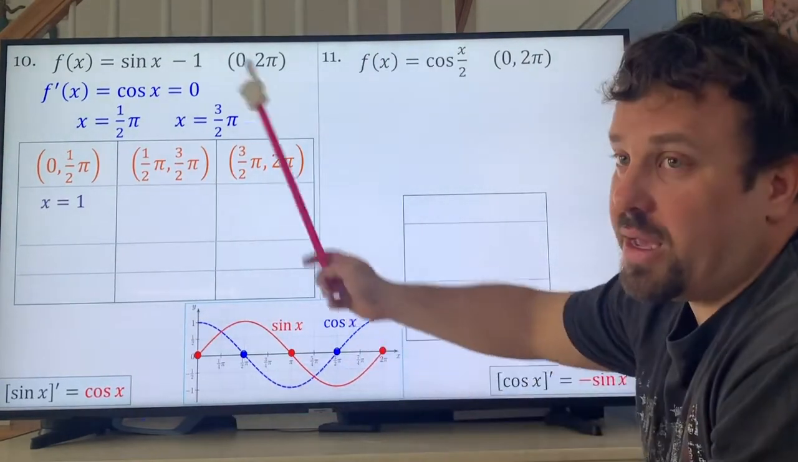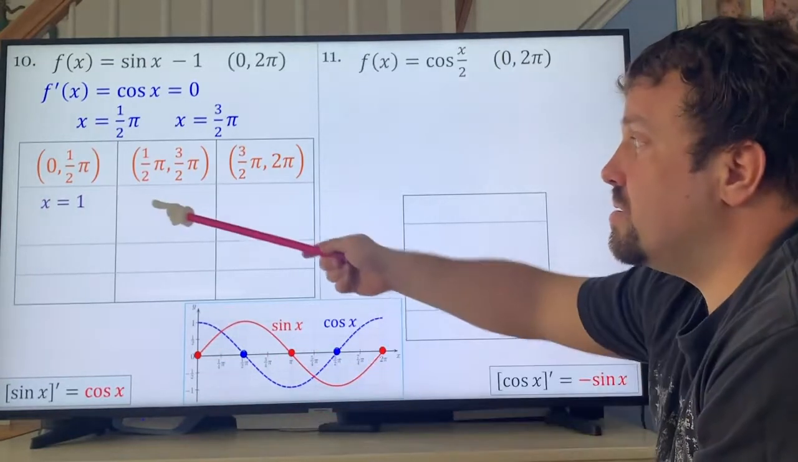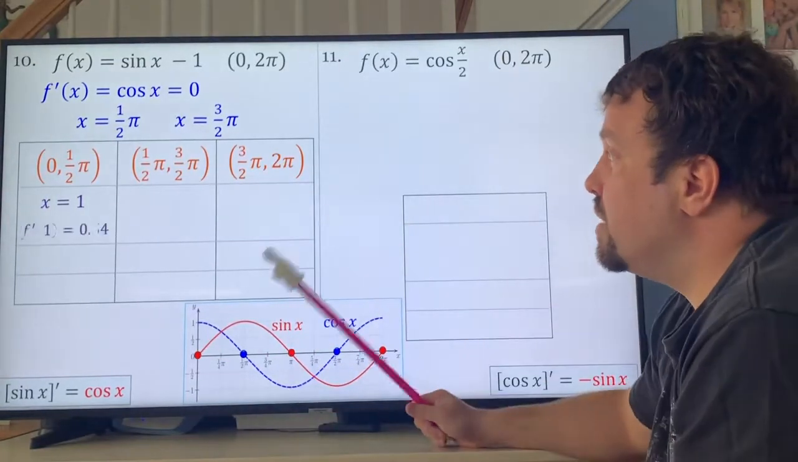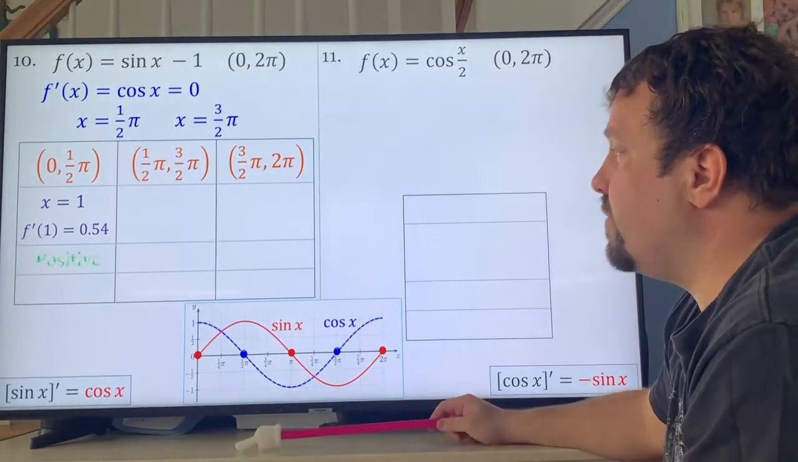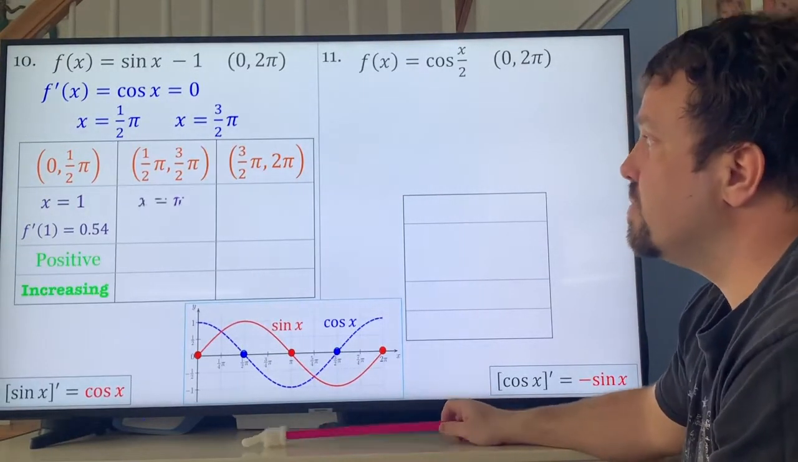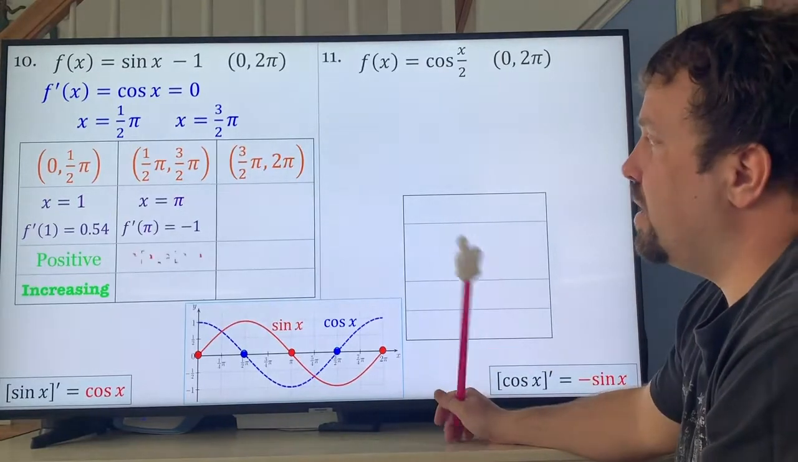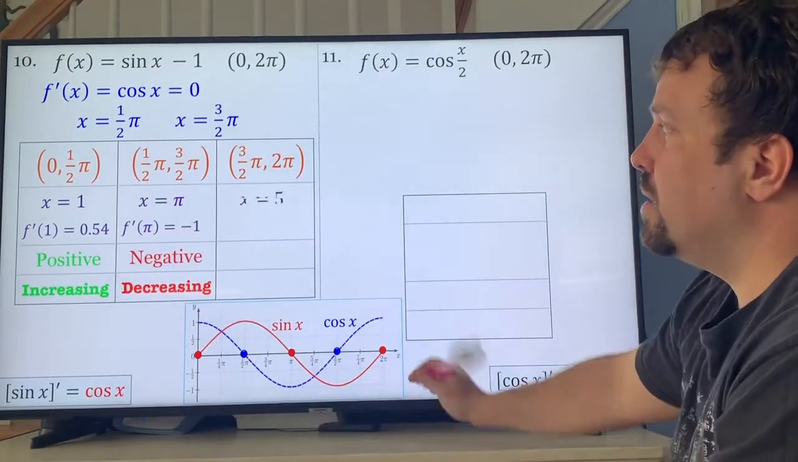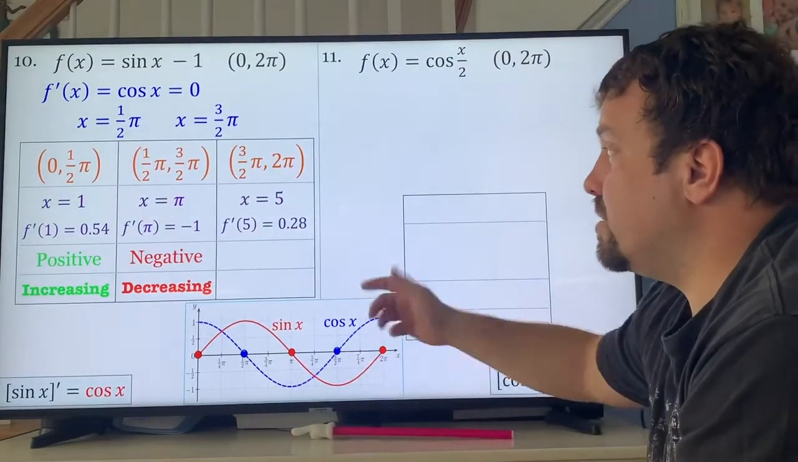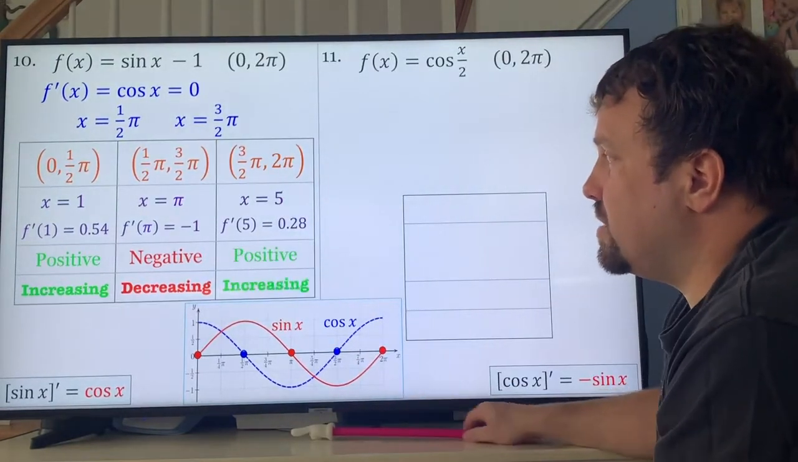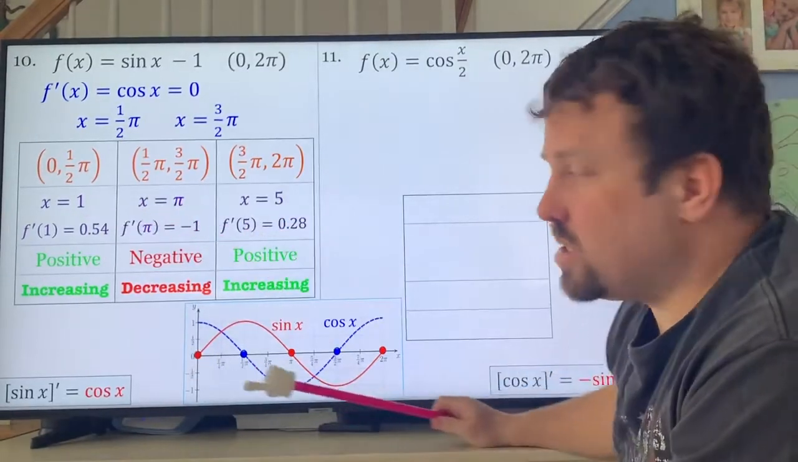1/2 of pi is like 1.7, so between 0 and 1.7 is 1. Plug it into the equation. Make sure your calculator is in the right mode. 0.54, positive, increasing. Pi, you get -1, negative, decreasing. 5, doesn't matter what you really pick. You can pick 7/4 pi if you want to. 0.28, positive, increasing. Once again, these numbers don't matter, just their signs matter.